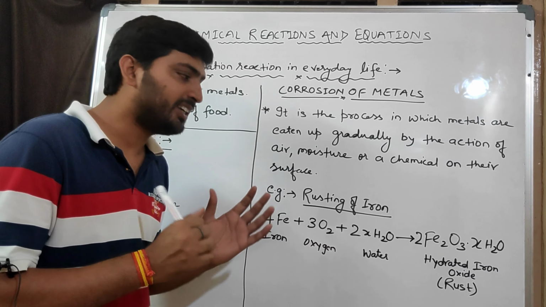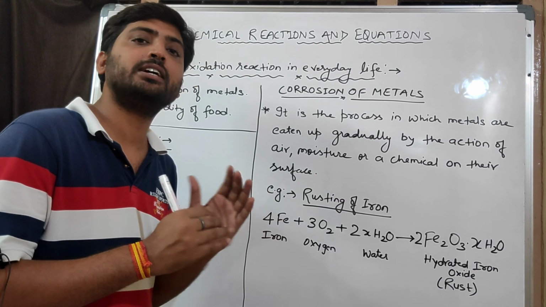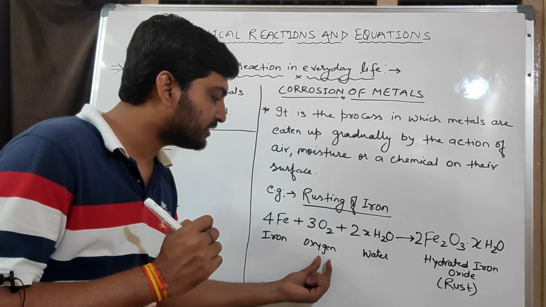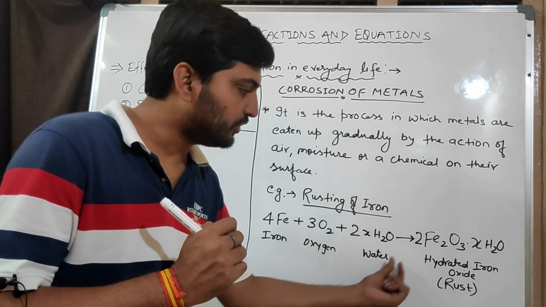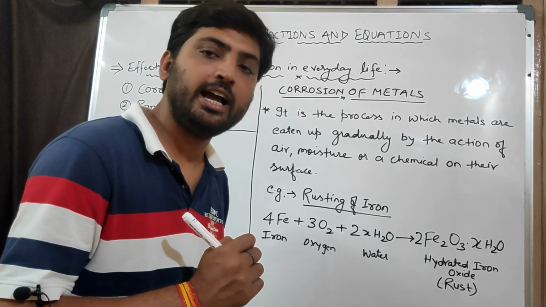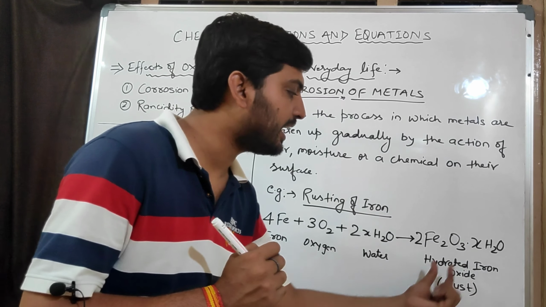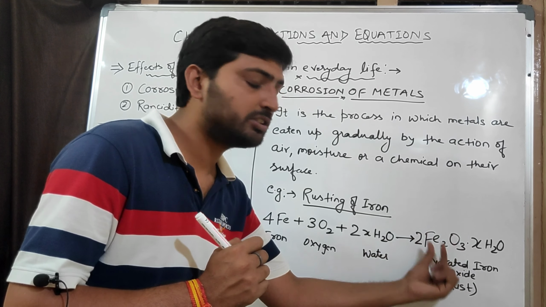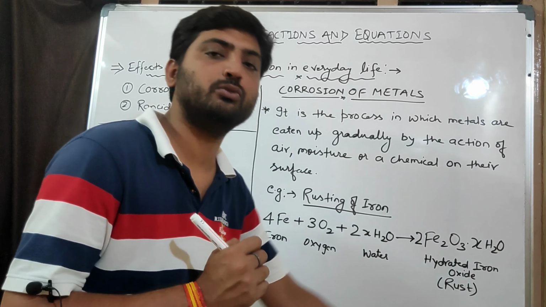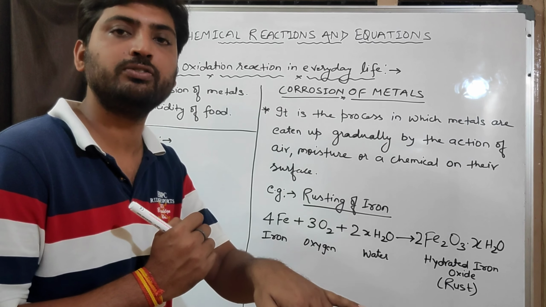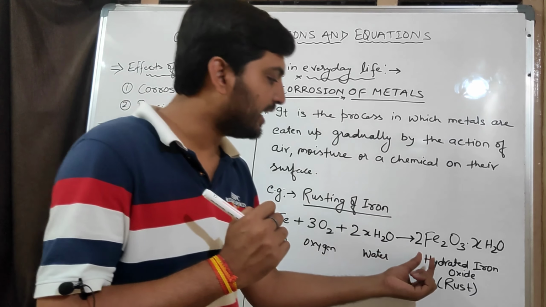So what reaction is going on while the iron is rusting? The reaction is: iron reacts with oxygen and water to form iron oxide. In what form? Hydrated iron oxide. Hydrated iron oxide means iron oxide with the presence of water, just like moisture is air with the presence of water.